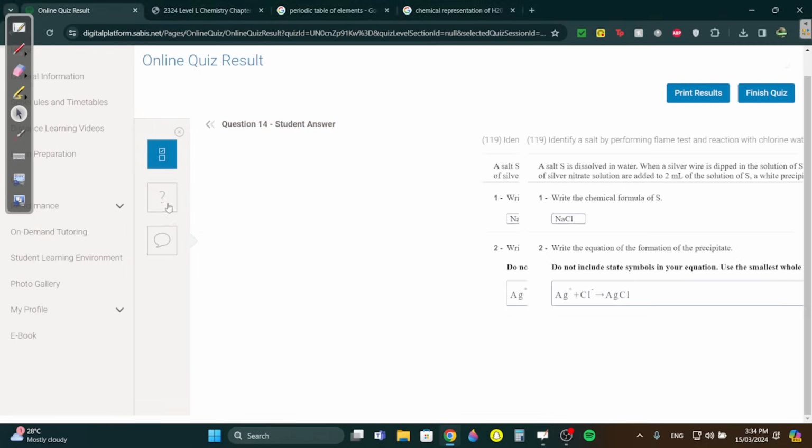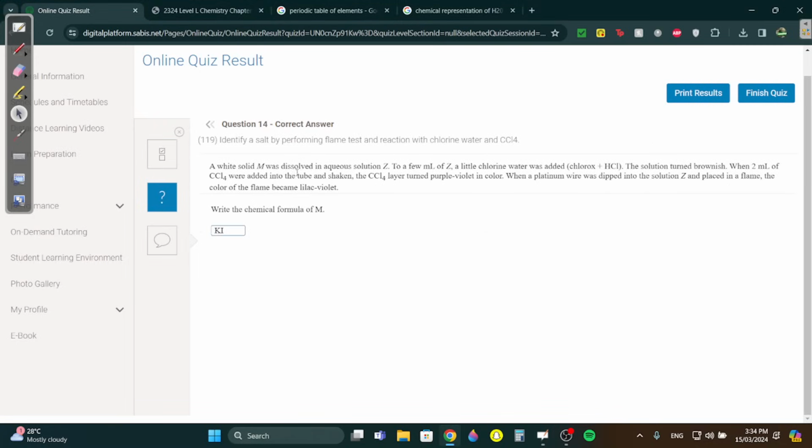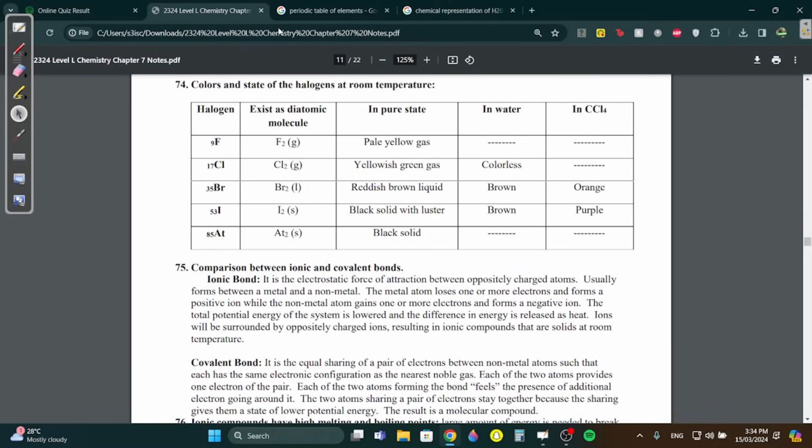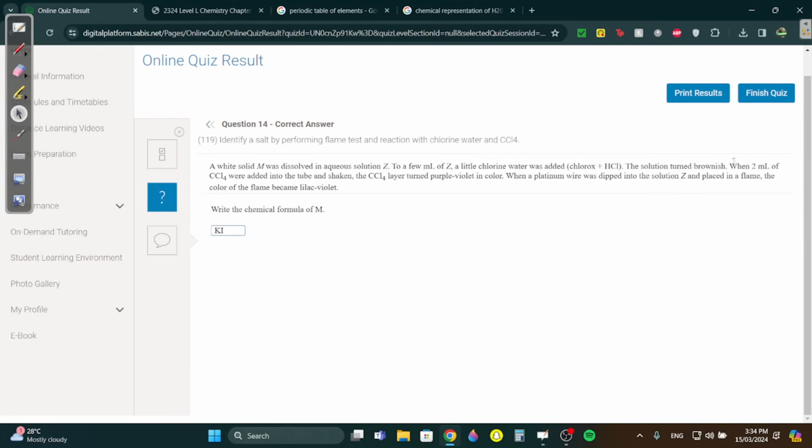Question 14. A white solid M was dissolved in aqueous solution Z. To a few milliliters of Z, a little chlorine water was added. Okay, the solution turned brown. Okay, what are my two brown ones? Remember, they're bromine and iodine. How do we know which one's which? We add CCl4. Remember, if you add CCl4, you can distinguish between iodine and bromine. So now they added CCl4. What happened? It became purple. What does that mean? If it's purple, it's iodine. Because if it was bromine, then it would have turned orange.